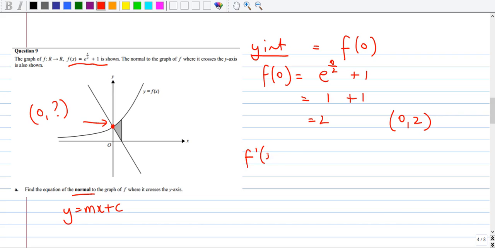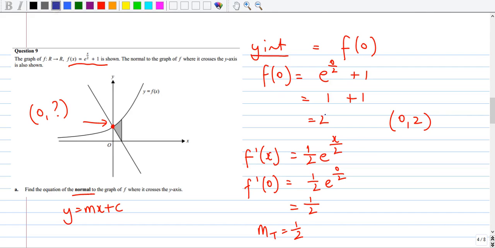So at this point, how am I going to find the gradient of the tangent? I will differentiate the function. So if I differentiate this function, I bring the half down and I leave the e to the x over 2 up there. At x equals 0, I'm going to sub in 0. e to the 0 over 2 is 1. Therefore, the gradient of the tangent here is a half. So this is the gradient of the tangent.